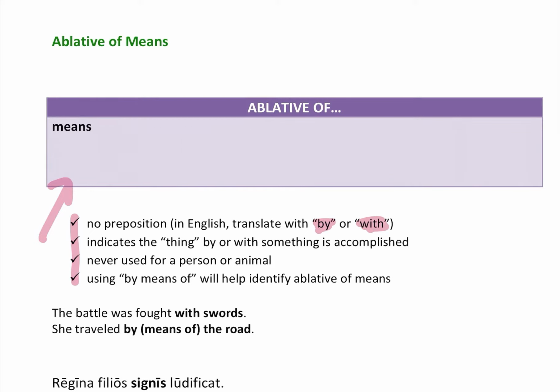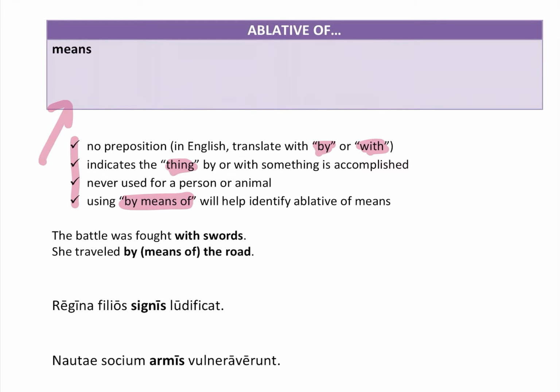In English, you're going to translate it as by or with, which are prepositions in English, but in Latin, you don't need them. So it indicates the thing by or with which something is accomplished, but it's never used for a person or an animal. So it's only used for inanimate objects. If you're not sure if it's ablative of means, then what you can do is in the English, you can insert by means of. I'll show you how to do that, and that will be kind of like a test. If I can say by means of, and it makes English sense, then it's ablative of means.